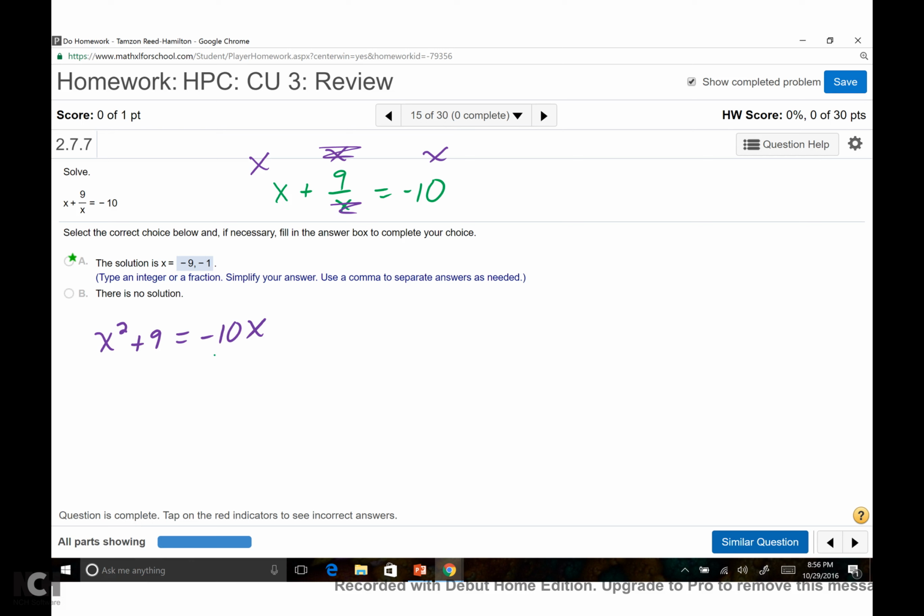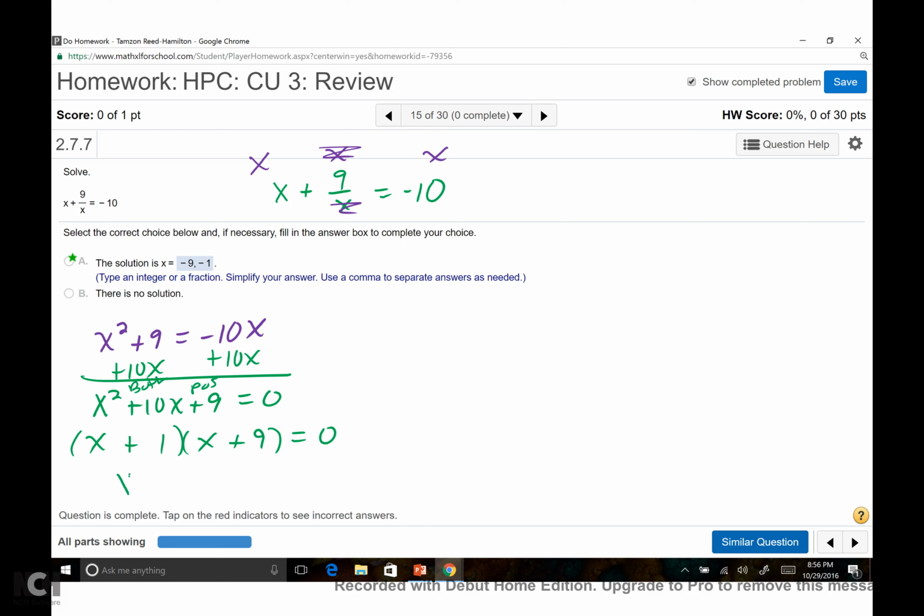I've got to get 0 on one side, so add 10x. And that gives me x squared plus 10x plus 9. Should be an easy factor. A is 1. x times x. Factors of 9 that make 10 are 1 and 9. Since c is positive, they both get the middle sign, so they're both positive, which gives me x equals negative 1 and x equals negative 9. As long as I don't violate my restrictions, none of my denominators can equal 0. So as long as I don't get 0 for an answer, I can keep them. And we're done.